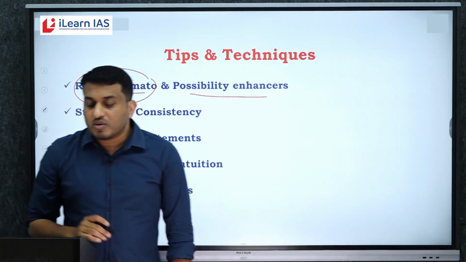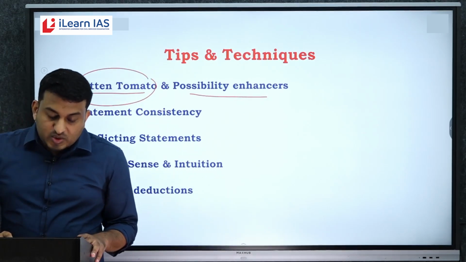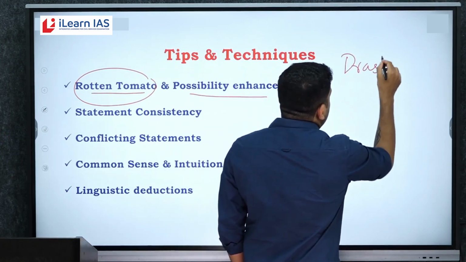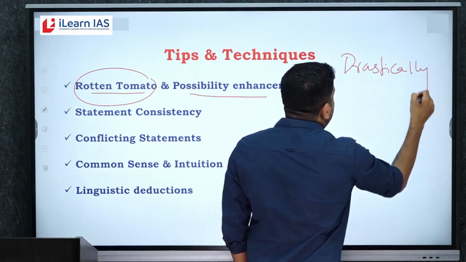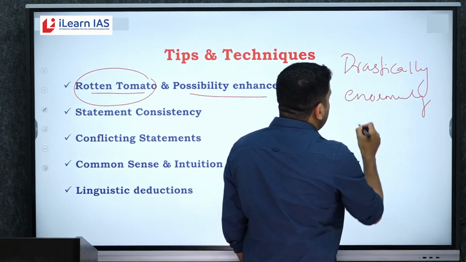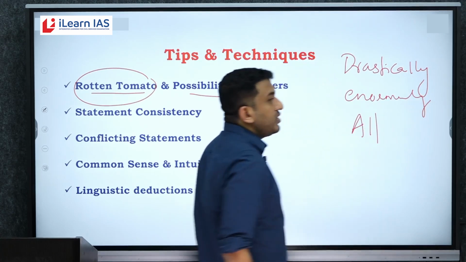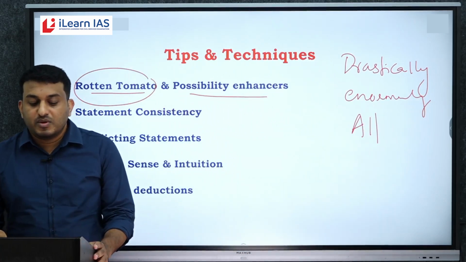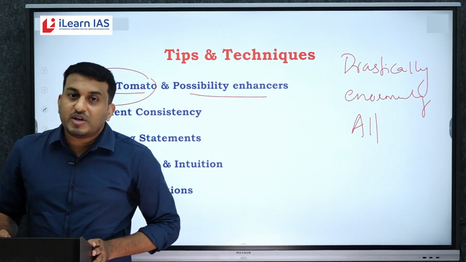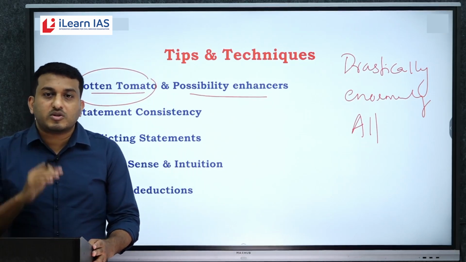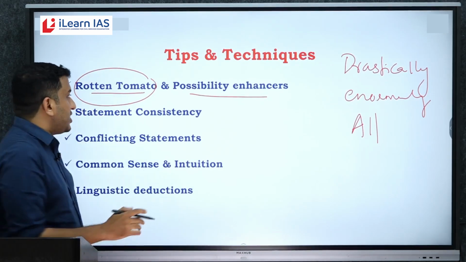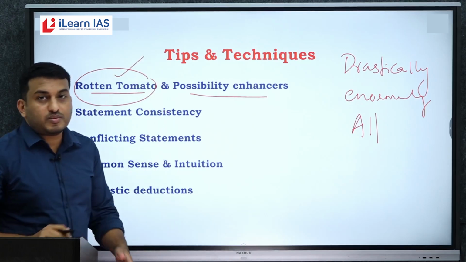Now, if I talk about rotten tomato, I can actually give examples. For example, drastically. Drastically is a rotten tomato. Enormously is a rotten tomato. All is a rotten tomato. Getting it? Or completely, it is a rotten tomato. That means the examiner uses these words to make sure that a statement is wrong in all aspects. So such words are called rotten tomato.